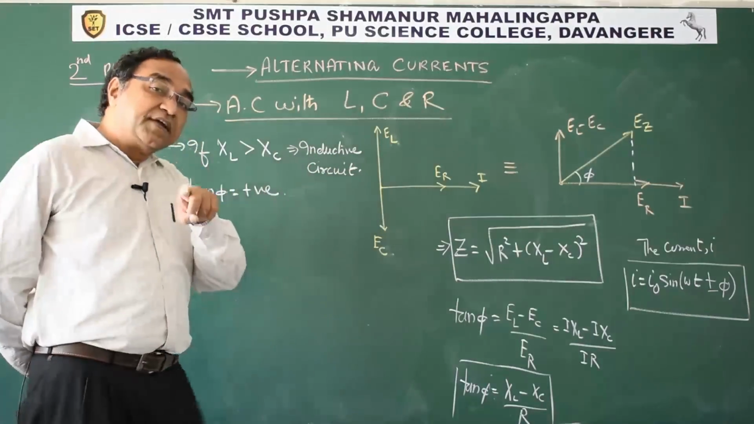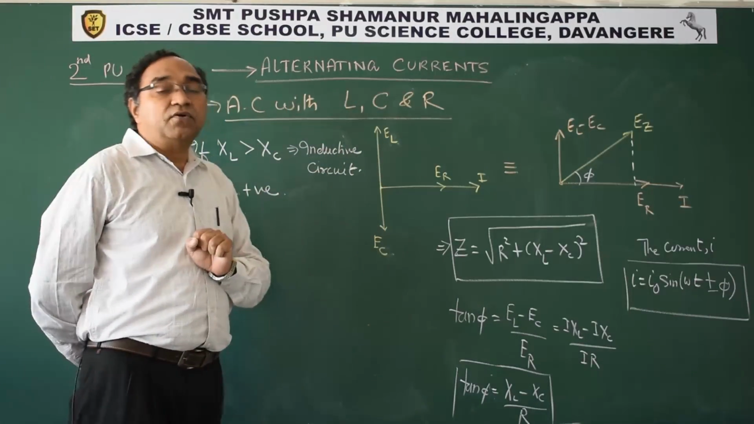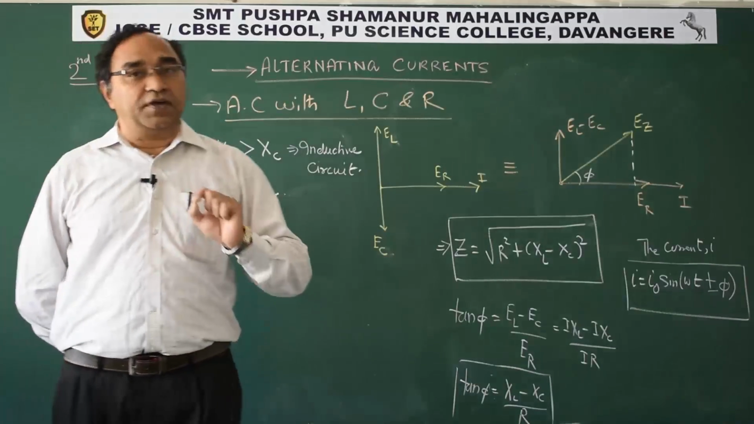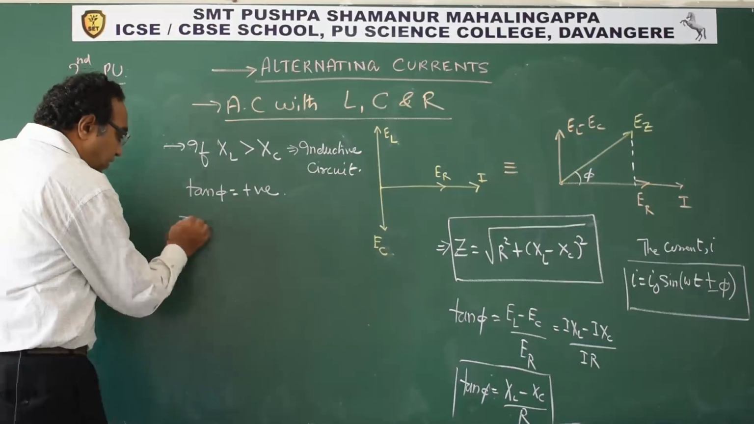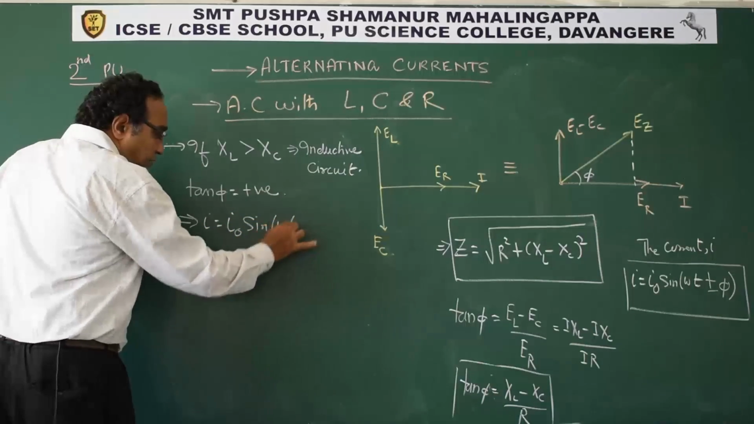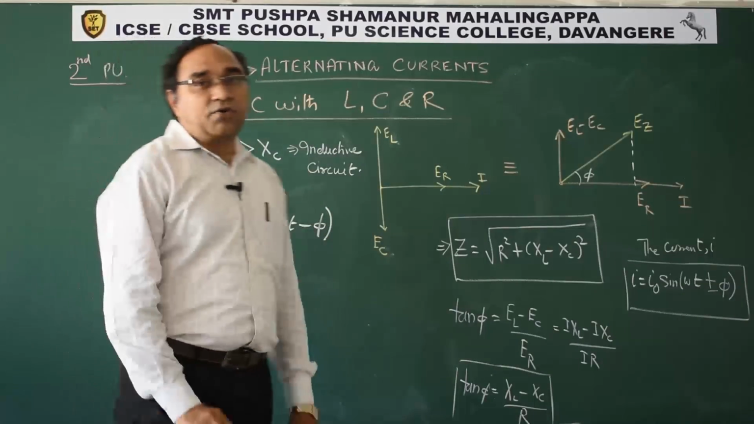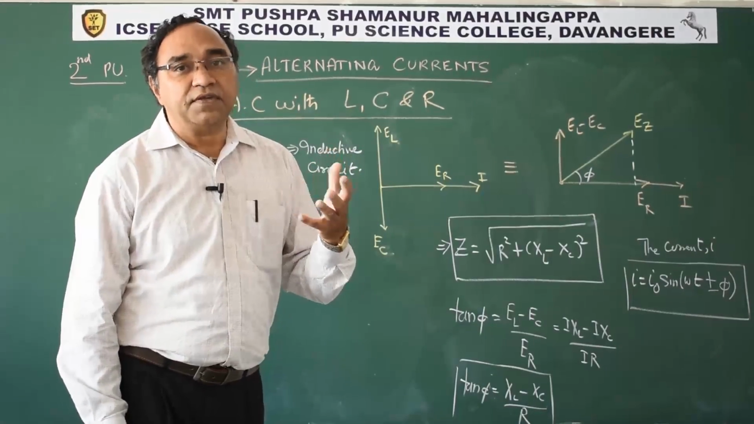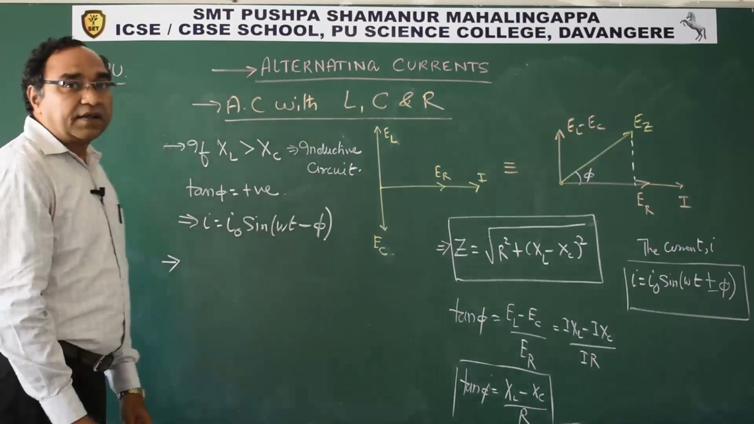So in an inductive circuit, tell me what is the expression for the current? In an inductive circuit, we know the expression for current is given as I is equal to I naught sine of omega t minus phi. So therefore here the expression for current will take the shape of sine of omega t minus phi. See the kind of concept which is involved. The concept is there, but the expression is very easy to write. Now there is one more case.